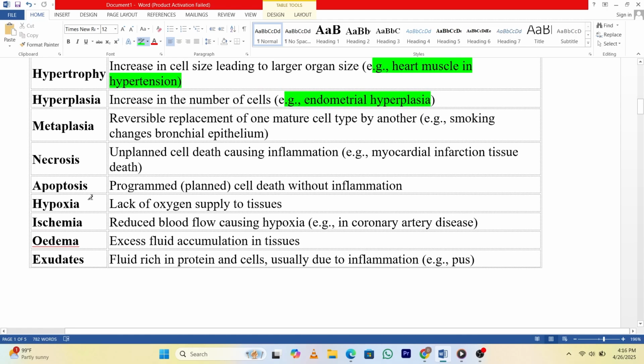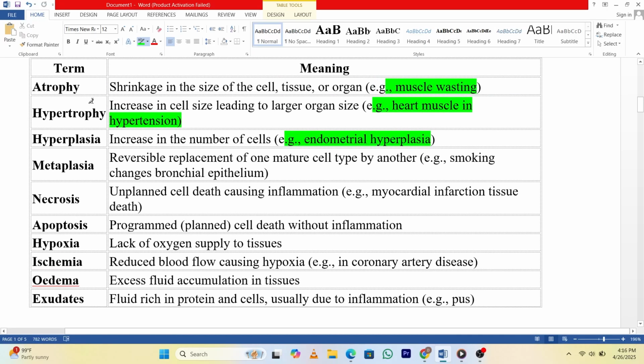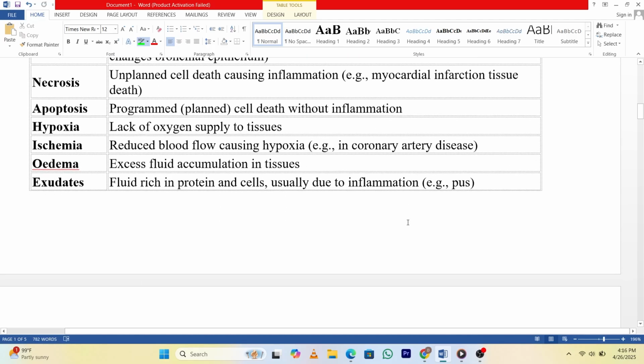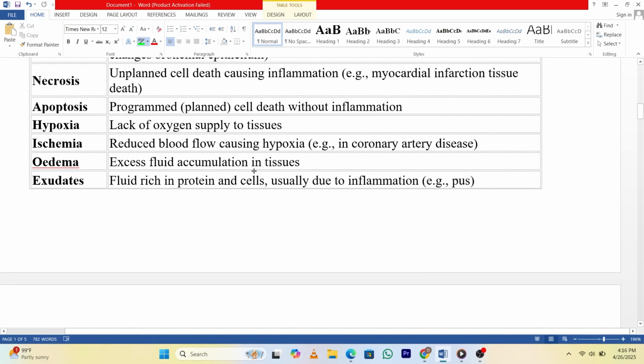Necrosis, unplanned cell death causing inflammation, e.g., myocardial infarction, tissue death. Apoptosis, programmed, planned cell death without inflammation. Hypoxia, lack of oxygen supply to tissues. Ischemia, reduced blood flow causing hypoxia, e.g., in coronary artery disease.